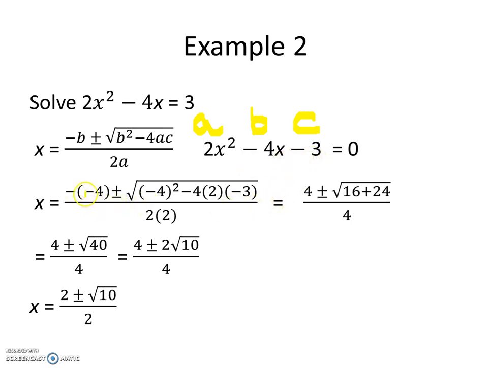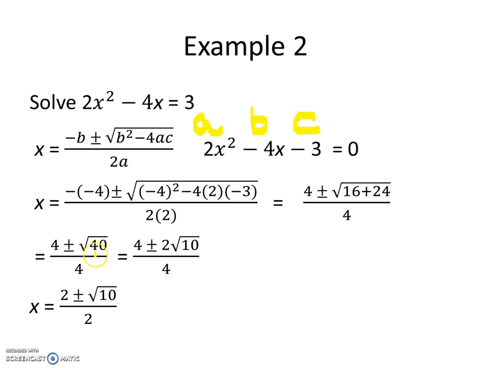Plugging it into the formula then, we have negative negative 4 plus or minus the square root of negative 4 squared minus 4 times 2 times negative 3, all divided by 2 times 2. Continuing to simplify, we find that it is 4 plus or minus the square root of 16 plus 24, all divided by 4. Well, we know 16 plus 24 is 40, and we also know 4 times 10 is 40.